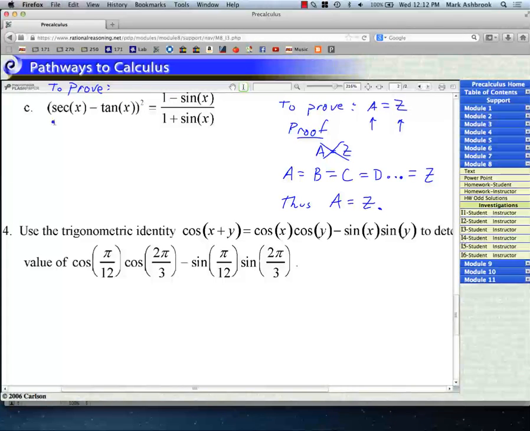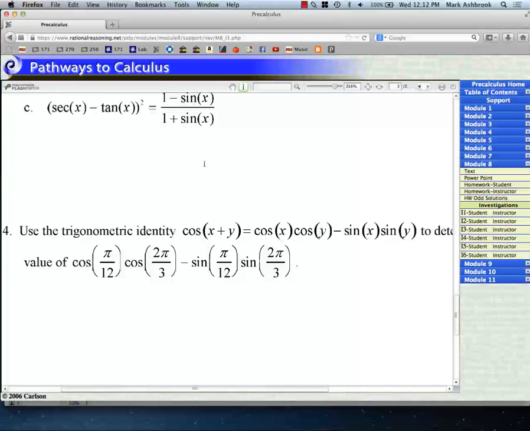How could we start here on the left? What could we do on the left to get started if we started with the left side? We could multiply it out, right? So this is a binomial squared, we could FOIL it. So we can multiply it out. What about on the right? What could we do on the right side? 1 minus sine equals cosine. Is that true? No, that's not true. 1 minus sine does not equal cosine.